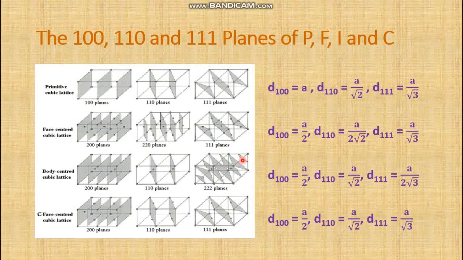Okay, and by applying the formula a over root over h square plus k square plus l square, you can easily calculate the interplanar distance. The same thing is applied for the surface centered lattice also.